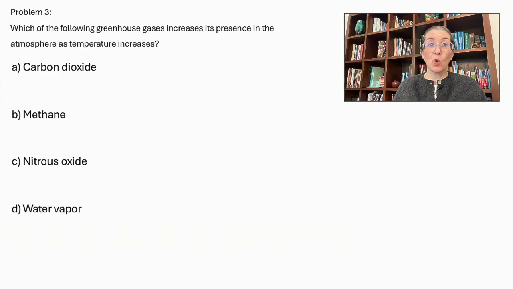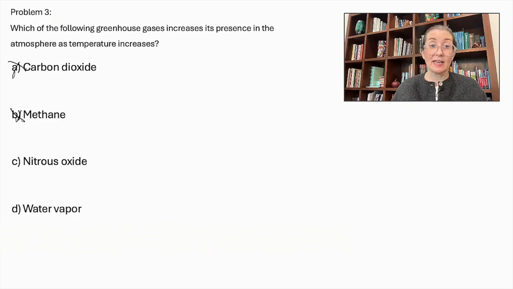Problem number 3. Which of the following greenhouse gases increases its presence in the atmosphere as temperature increases? Carbon dioxide. Its concentration increases mainly due to human activities like burning fossil fuels, not directly because of temperature increases. So we can eliminate that answer. Methane. It is released from sources like wetlands and livestock, and while temperature can affect its release from natural sources, it is not as directly tied to atmospheric temperature as water vapor. So this is not the correct answer either.